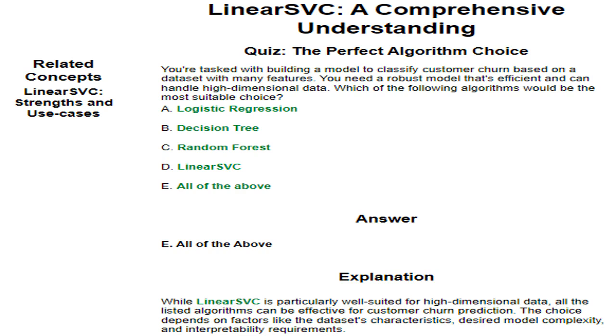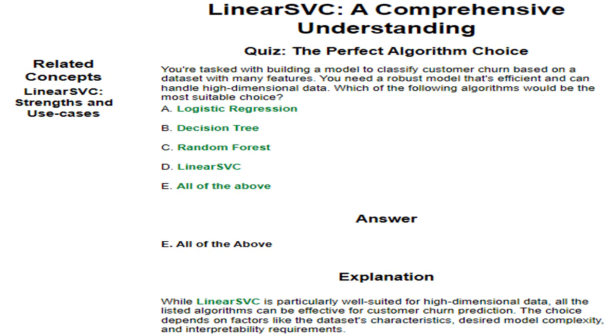B. Decision tree. Decision trees are nonlinear models that can be effective for both classification and regression. They can handle high-dimensional data, but they are prone to overfitting, especially with large datasets. Correct, but not the most suitable.